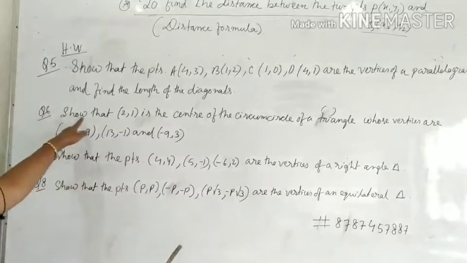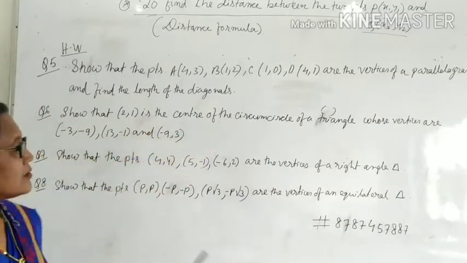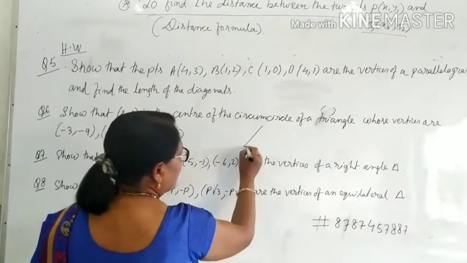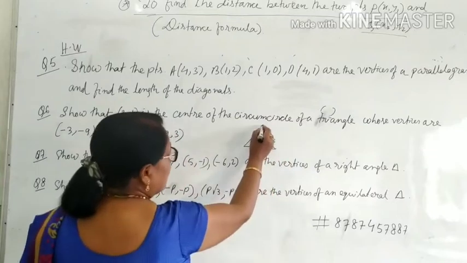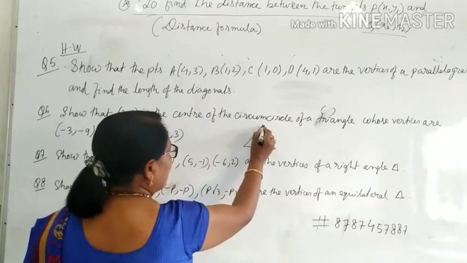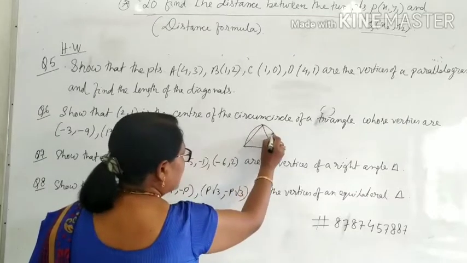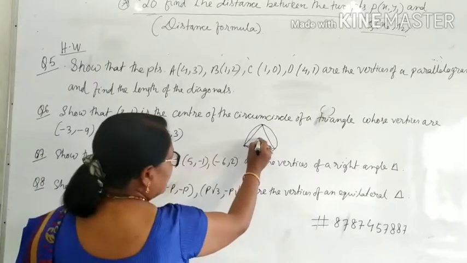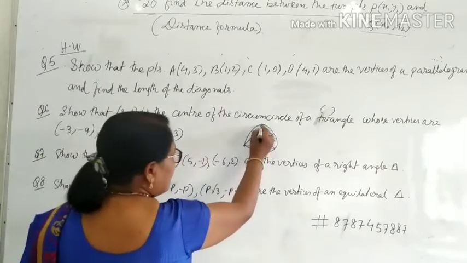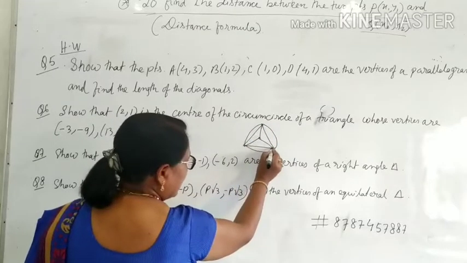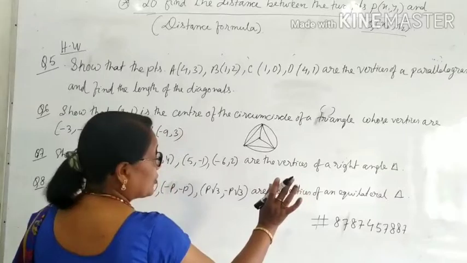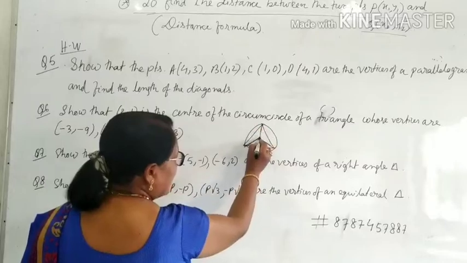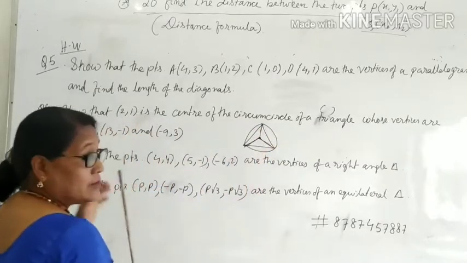And then the next one: (2, 1) is the center of the circumcircle. What is a circumcircle? The circle that passes through the three vertices of a triangle is the circumcircle, and its center is the circumcenter. The circumcenter is at the same distance from all the vertices of the triangle.